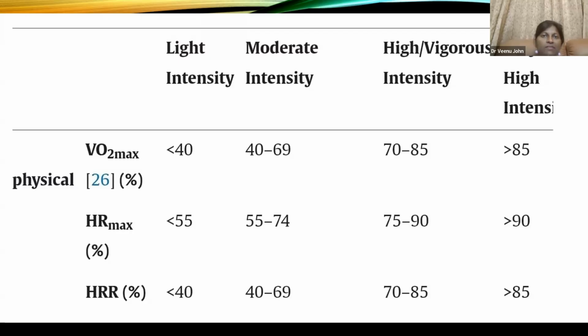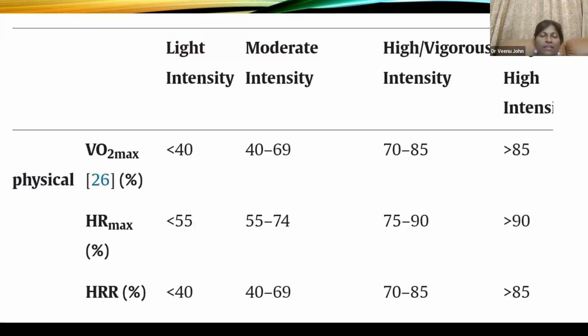Then we look at the maximum heart rate. Maximum heart rate is calculated as 220 minus the age. So the percentage of that maximum heart rate that we reach: if it is less than 55%, it is only low intensity. 55 to 74% is moderate intensity. 75 to 90 is high intensity, and more than 90% is very high intensity.